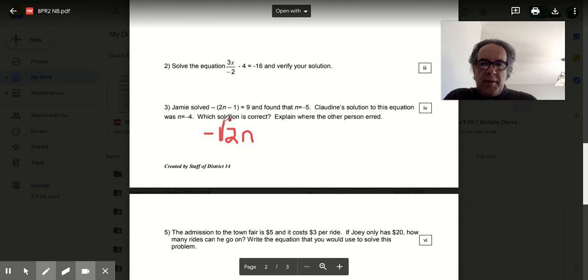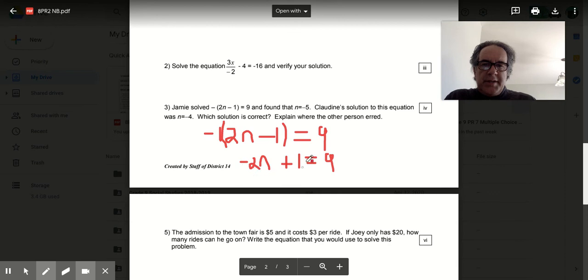Sorry, that's my bracket. Close your bracket, equals 9. So in this, you've got this negative outside, which is going to change each one of these signs, because it's the same as -1. -1 times 2n is -2n. And a negative times a negative is a +1, equals 9.